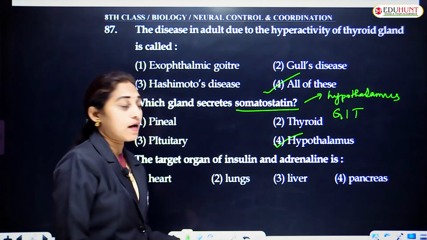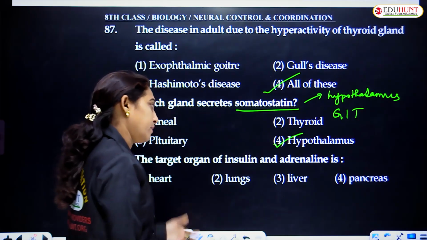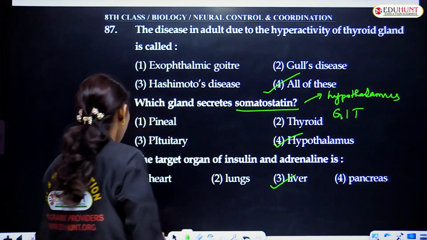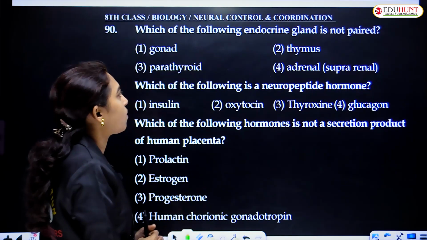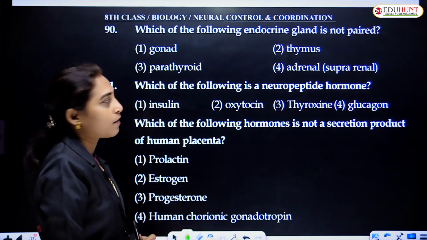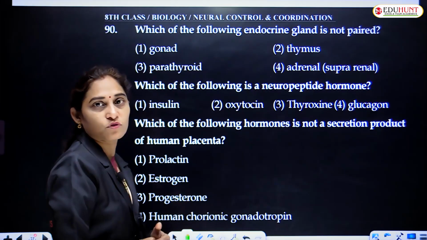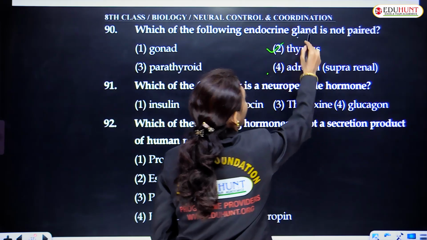The target organ of insulin and adrenaline is the liver. Which of the following endocrine glands is not paired? Gonads are paired, parathyroid glands are paired, adrenal suprarenal glands are paired. The only one which is not paired is the thymus.